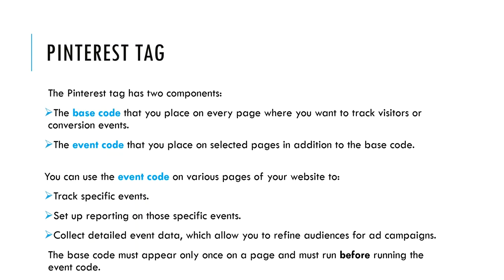So the Pinterest tag has 2 components. First is the base code. The base code is code that you place on every page where you want to track visitors or these conversion events. The specific event code is in addition to the base code, and it's only placed on the selected pages where the event occurs.